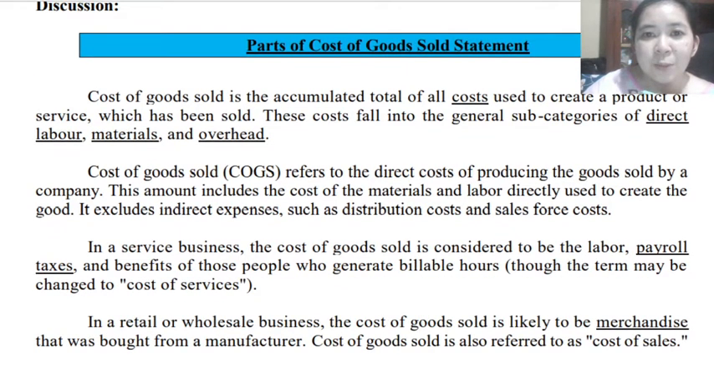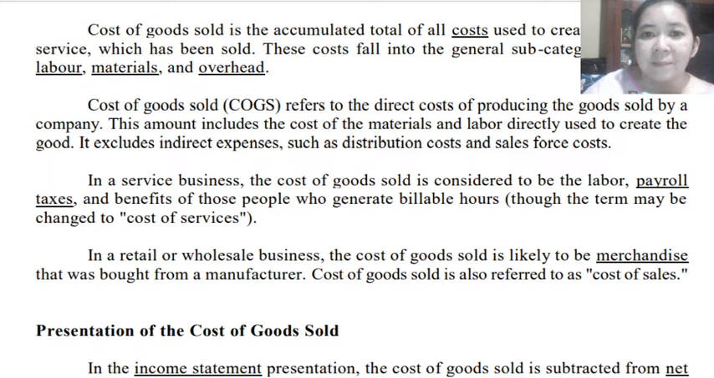Okay, so cost of goods sold refers to the direct costs of producing the goods that were already sold by the company. So this will again include our materials and labor, and this will include other indirect expenses as mentioned earlier, such as the distribution cost and sales force costs. But we will still include the indirect labor and indirect materials as part of our overhead costs.